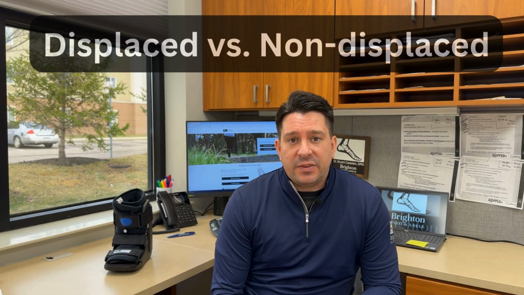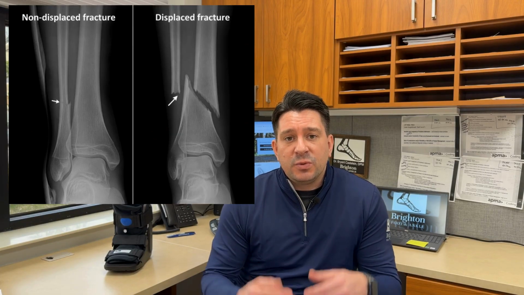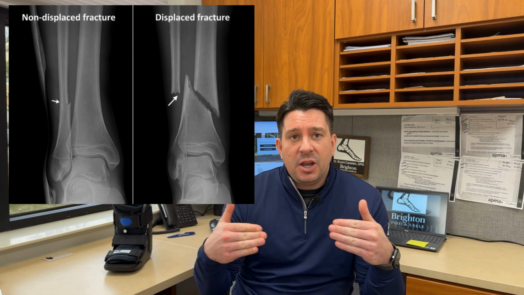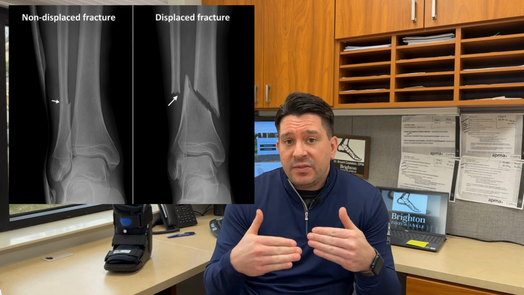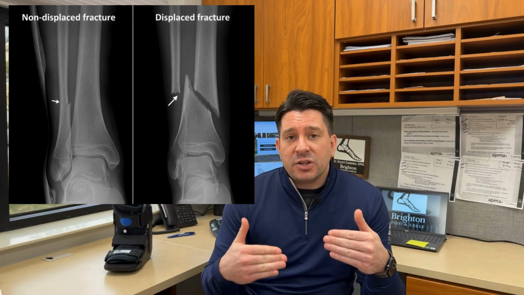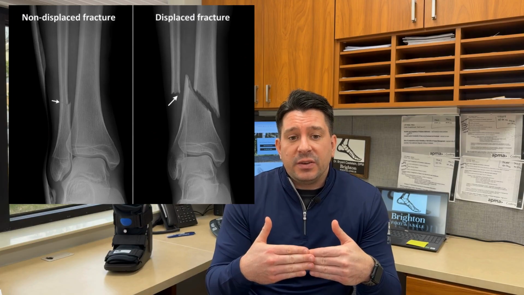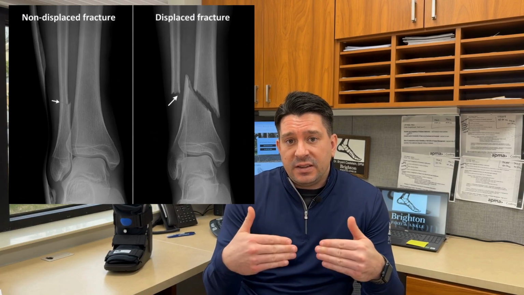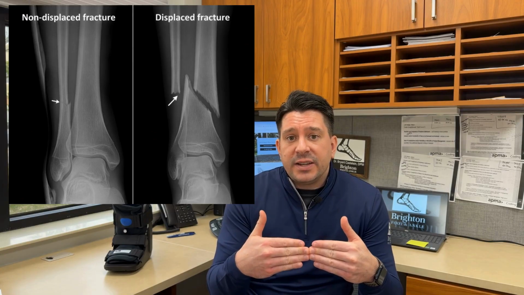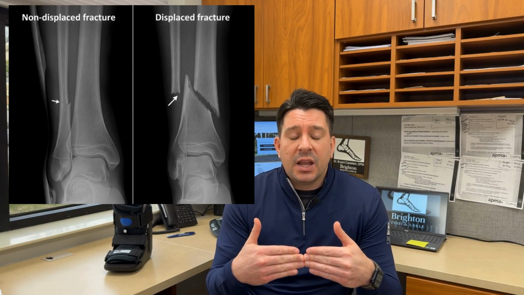The first thing to talk about is displaced versus non-displaced fracture. A displaced fracture is where the fracture pieces are separated, where there is a gap in between them. And if there is a significant gap, that fracture might need to go to the operating room to put the two pieces back together to allow for healing. Non-displaced means that the fracture is together. There is no separation between the fracture.